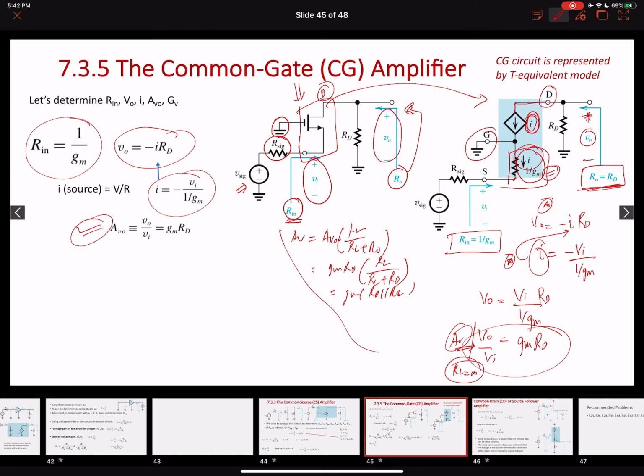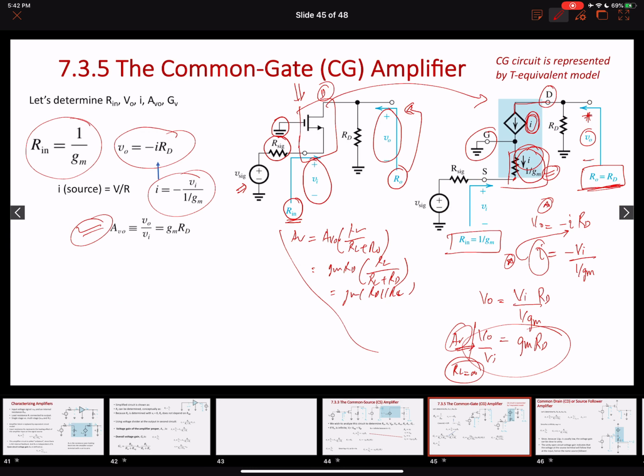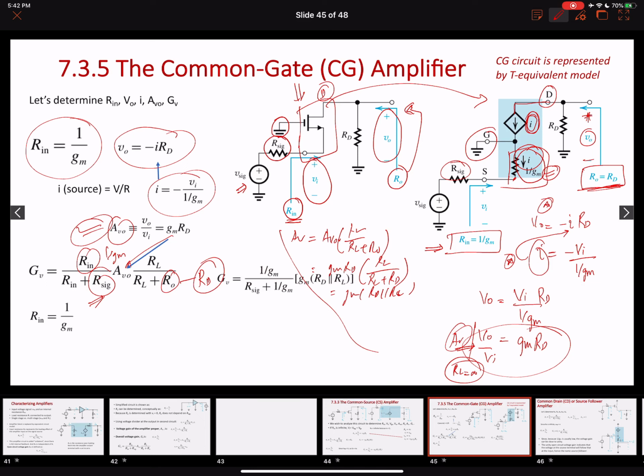Okay, now let's find out the value of the overall voltage gain. Here's the equation of the overall voltage gain. It needs the value of the open loop voltage gain, the load resistance, the output resistance, and the input resistance. Okay, so I already know the value of the input resistance is 1 over GM. This is the value of the open loop voltage gain that comes over here. Input resistance is 1 over GM. We already have a value of RL, which will be some value here, and I can replace this R naught by RD. So this will be our value of the overall voltage gain, right?